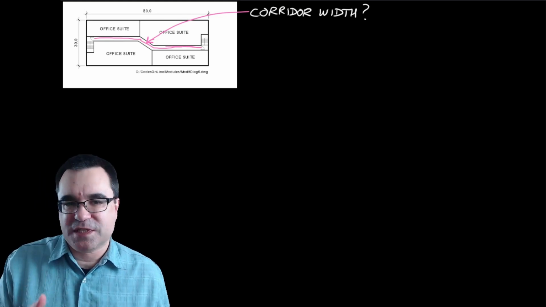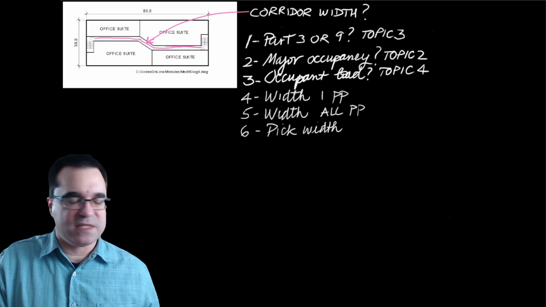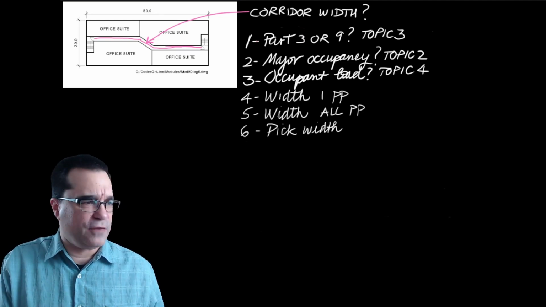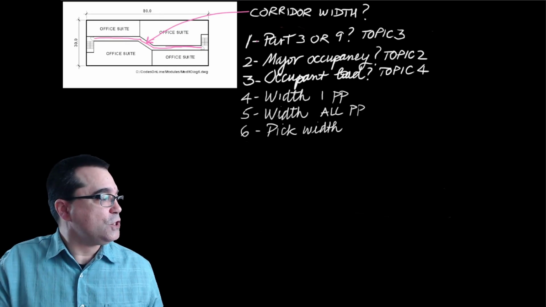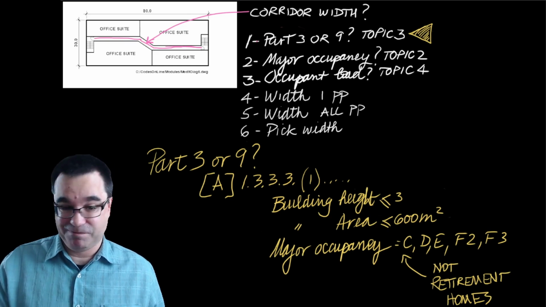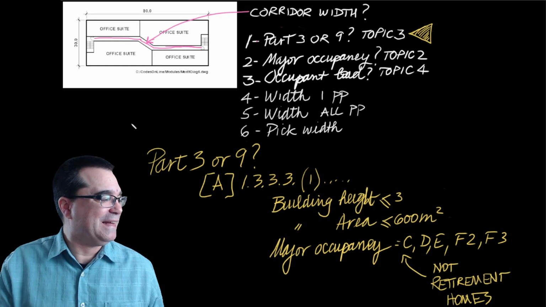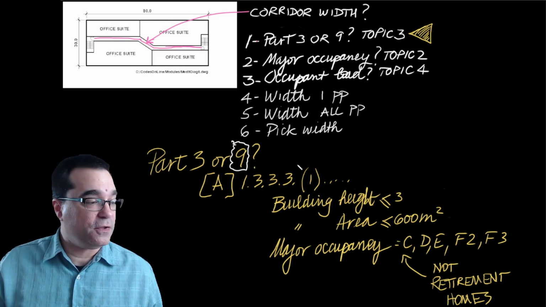So the way we're going to do this example and all future examples, we're going to be using these 6 steps. That way we keep track of everything. We're going to start with step number 1, which is confirming whether or not this is a part 3 or a part 9 building, which is kind of important, right? For our purposes, we're going to try to prove that this is a part 9 building. And if it isn't, we know that it's part 3.